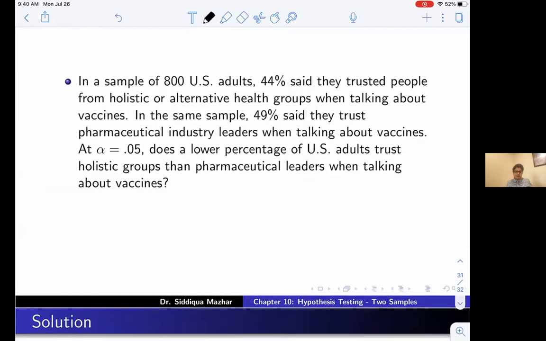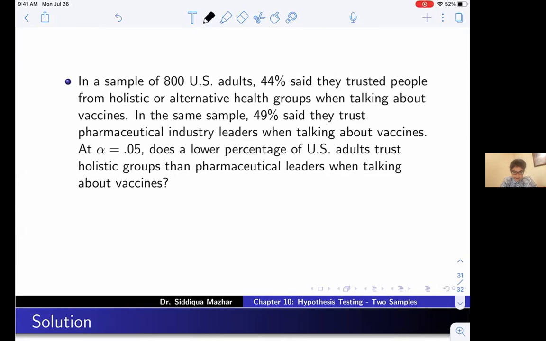Example 11 says, in a sample of 800 US adults, 44% said they trusted people from holistic or alternative health groups when talking about vaccines. In the same sample, 49% said they trust pharmaceutical industry leaders when talking about vaccines. At alpha is 0.05, does a lower percentage of US adults trust holistic groups than pharmaceutical leaders when talking about vaccines? So this is again the proportional data.